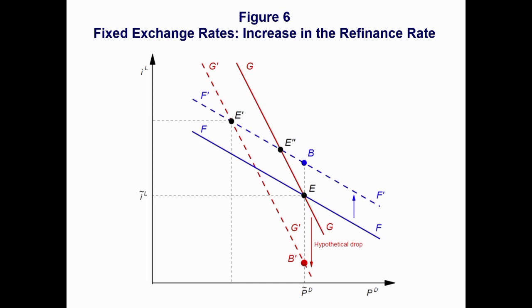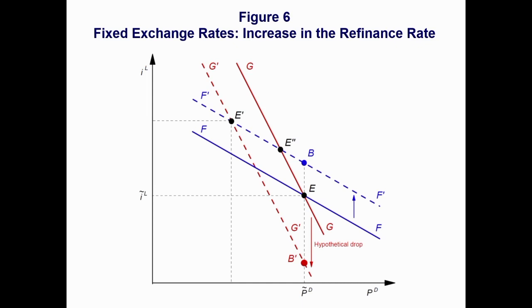But what happens when the refinance rate goes up? The deposit rate increases, which means that consumption is going to fall. So if the loan rate were to adjust to restore equilibrium in the goods market, the loan rate would have to fall to stimulate investment. So we know that GG is going to shift down, but the reduction in the loan rate that you see from E to B prime is purely hypothetical. It doesn't happen. Because banks are actually going to increase interest rates from E to B in order to reflect the more expensive cost of borrowing from the central bank. Okay? So FF shifts up, GG shifts down.